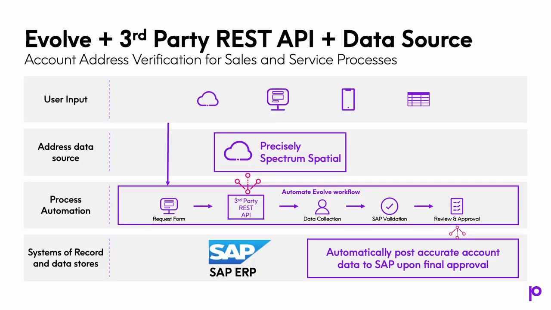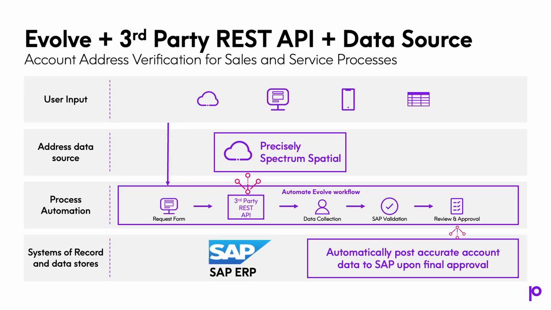The first example we're going to look at is account address validation. So if you're creating a new account, one of the things you want to make sure of, especially if it's customer or vendor, is that the address is absolutely correct. And this is one where you're going to start and you're going to do some basic input in Evolve for here's the new vendor, here's their address, and you can send it out for address validation through something like our Precisely Spectrum Spatial. And it's going to come back and tell you, is this address correct? Or here's the correct address.